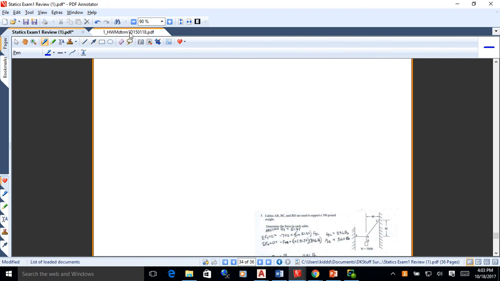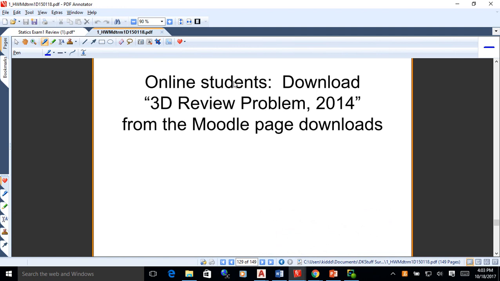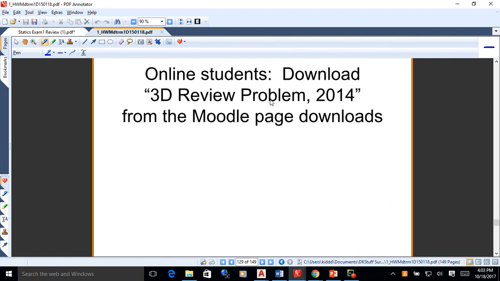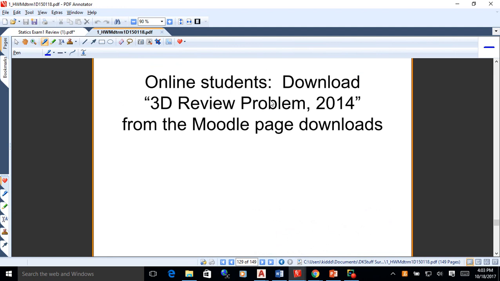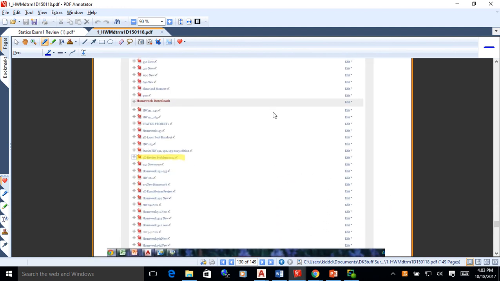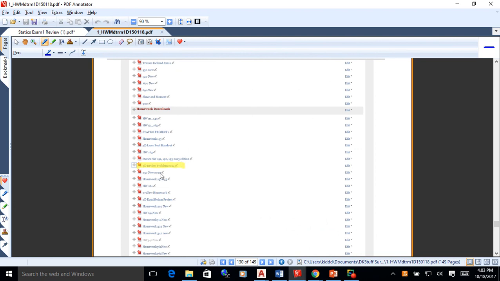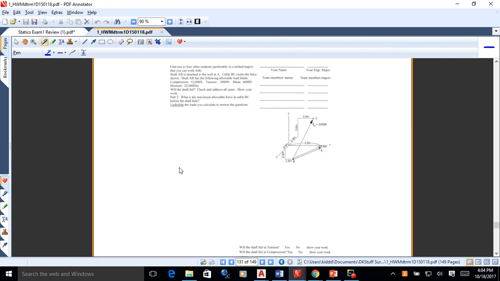All right, I also had another problem here. It's a 3D review problem, which is in the Moodle page downloads. We went over this in class a little bit too, and had people working on this. There it is. It's under the homework downloads, a little ways down. It's the 3D review problem, okay? So you could download that and then go through it. It looks like this. So what we want to do is get that force and then with it find some things that are happening to that rod AB.